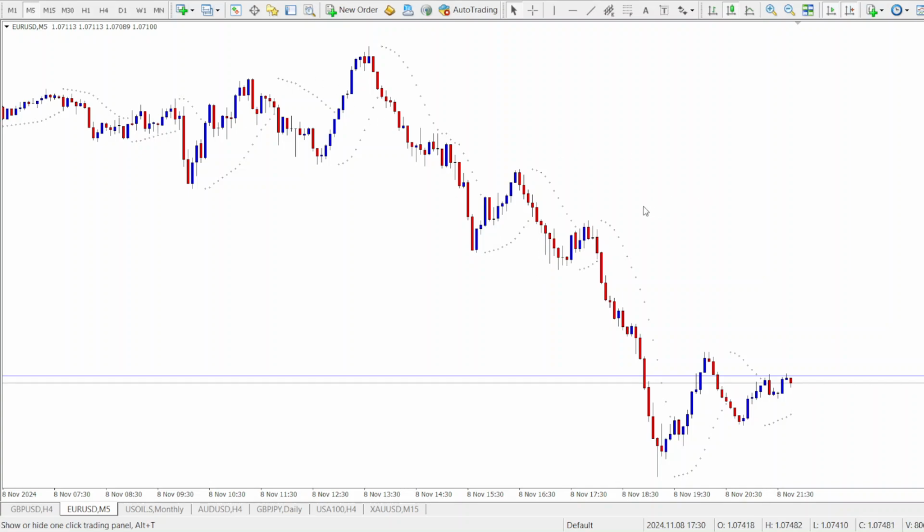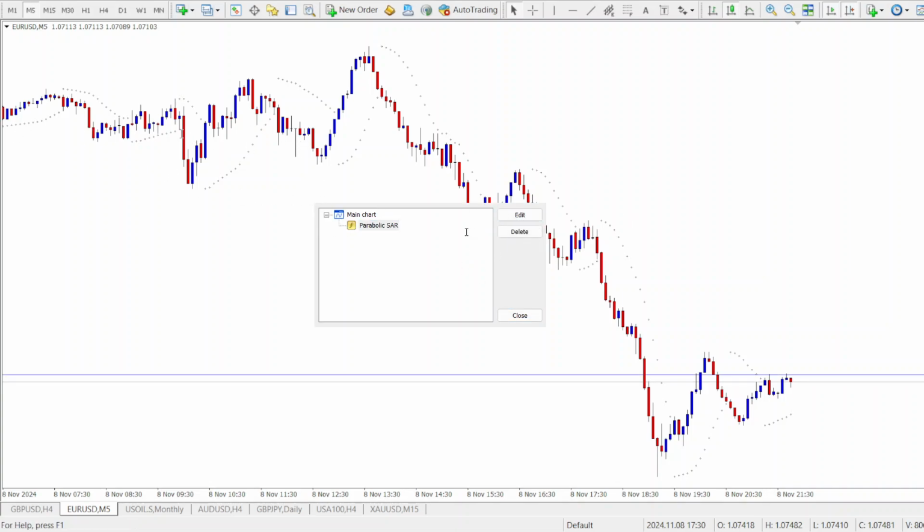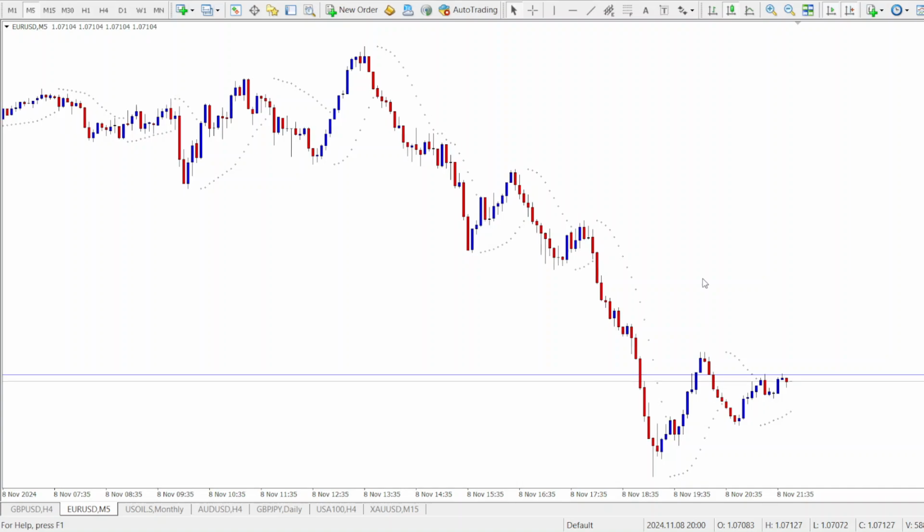Now let's just look at the settings to get a hang of what we're talking about. You can see the step is 0.02. This is the default setting, right? The step is 0.02, the maximum is 0.2. So that is the default setting for this indicator, and some traders use the default settings.